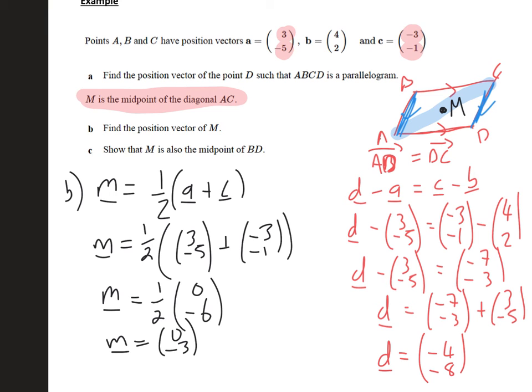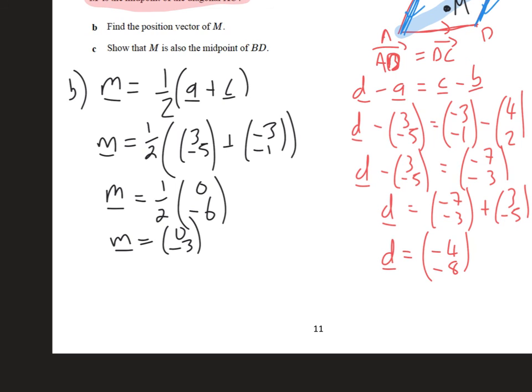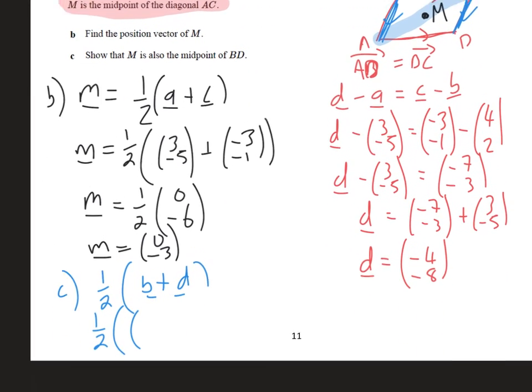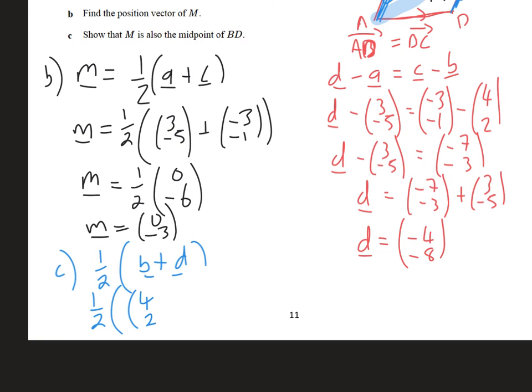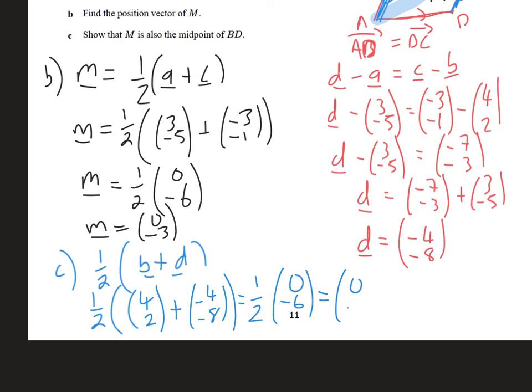And finally, show that m is also the midpoint of B and D. Well, let's find the midpoint of B and D. The midpoint of B and D will be half of b add d. So b was, let me go back and check, (4, 2), and d was (-4, -8). So that gives me half of (0, -6), which again gives me (0, -3), which was m. So m is the midpoint of B and D.